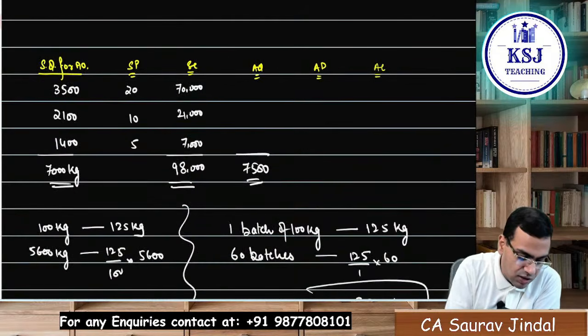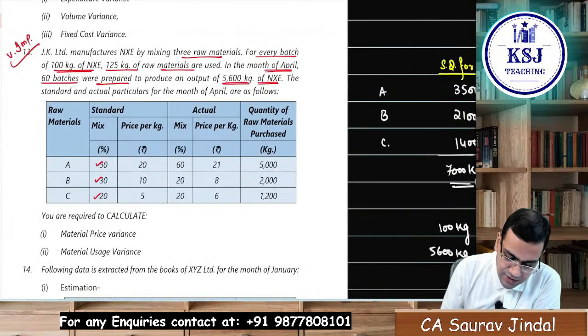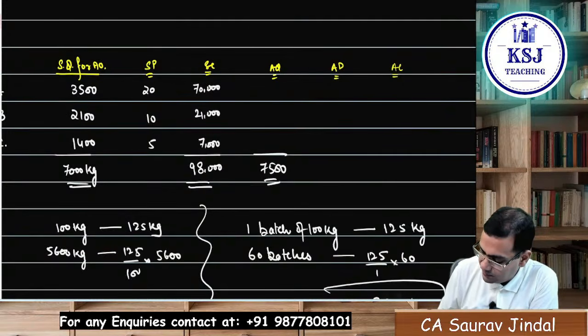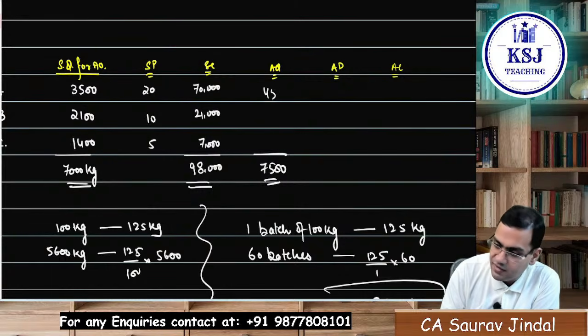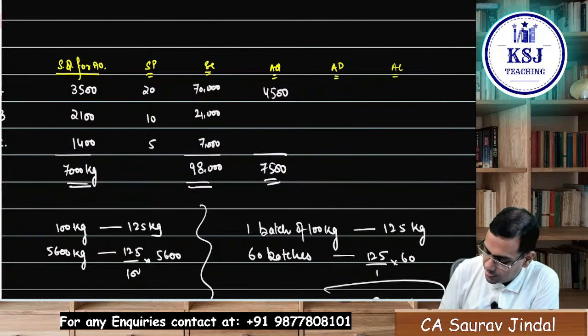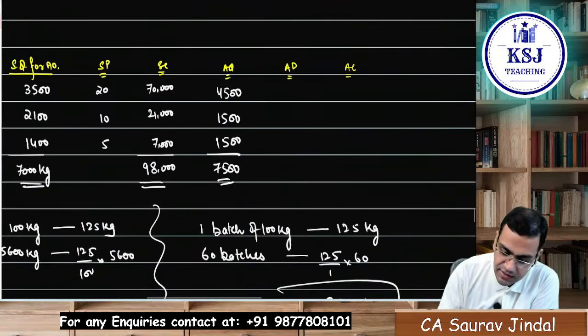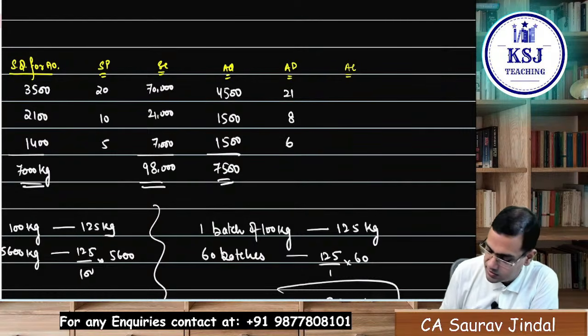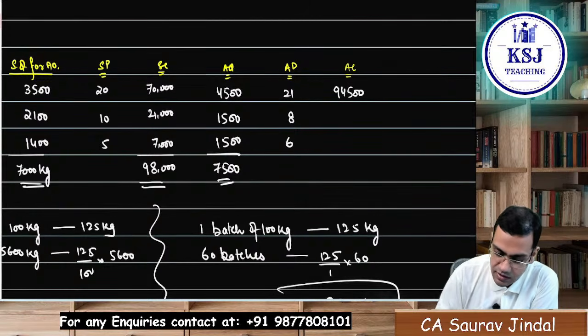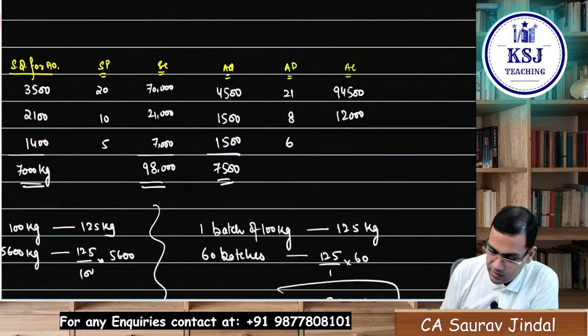So what is the actual quantity here? 60, 20, 20. So 7500 into 60 percent, that comes to 4500, right? 1500 and 1500. What is the actual price? That is 21, 8 and 6. Actual price is 21, 8 and 6. So 4500 multiplied by 21, that is 94,500. Right, 1500 multiplied by 8, that is 12,000, and 1500 multiplied by 6, that is 9,000.